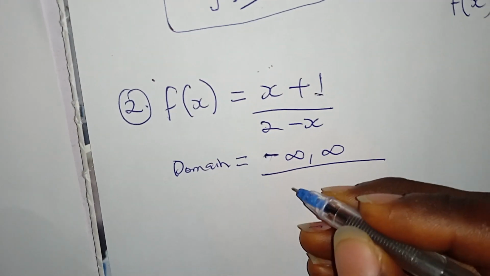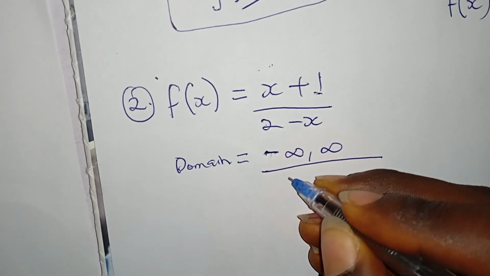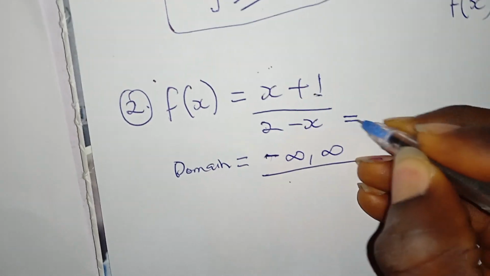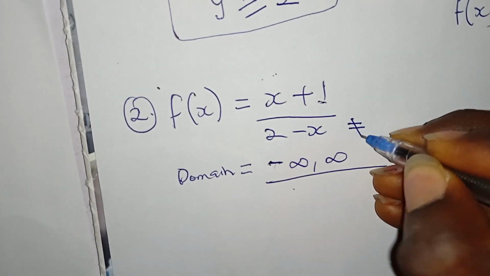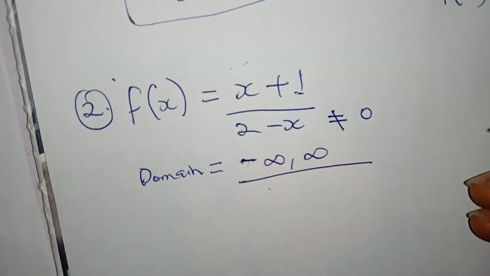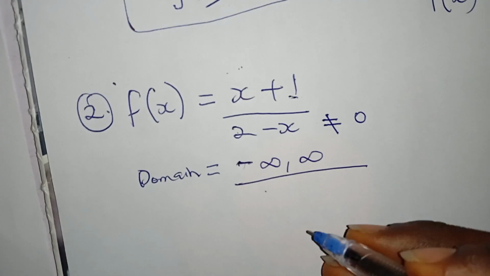Where you focus to find the domain now is on the down parts, because you know that anything down here cannot be equal to 0, because you cannot have 1 over 0, 3 over 0, 2 over 0. Once you have that, it's now undefined, so it cannot be equal to 0.